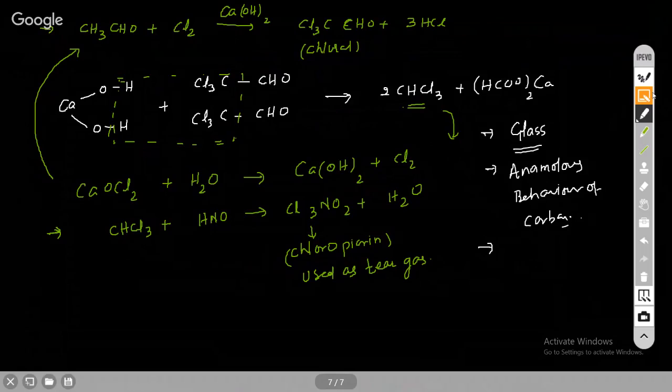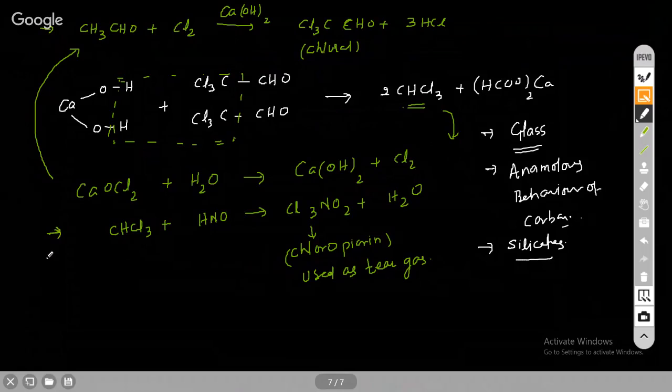Okay. So we have discussed the carbon family. We have discussed, like I said, glass, anomalous behavior of carbon, and allotropes of carbon. You'll go through them, and there is one more thing given in NCERT also. I realized this now: silicates. You recall this now. Silicates and then the structure of silicates. It is given in NCERT.